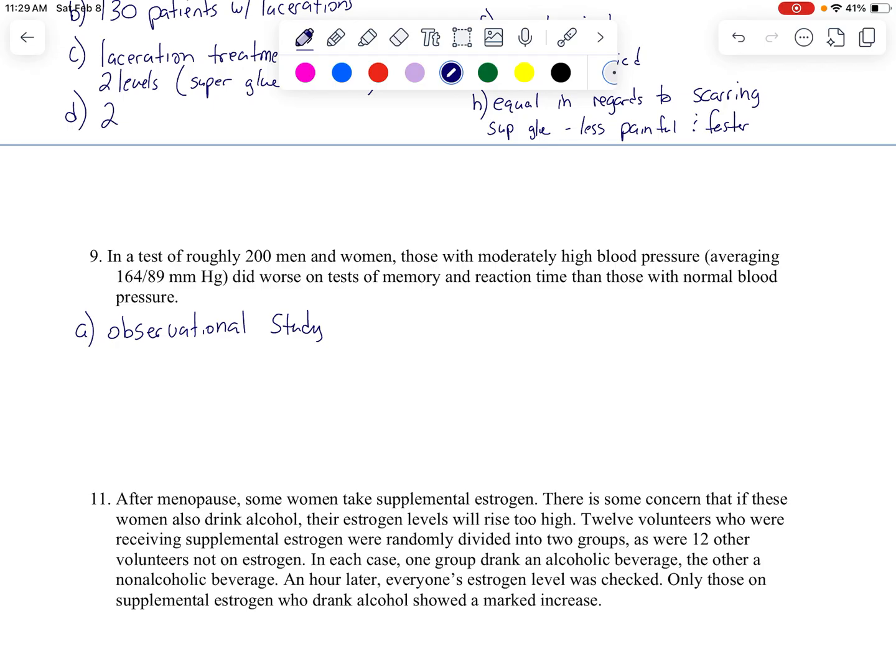Okay, I did not actually impose a treatment. So that is how we tell the difference between the two. We did not specifically assign them a treatment. We gave everyone a test of memory.